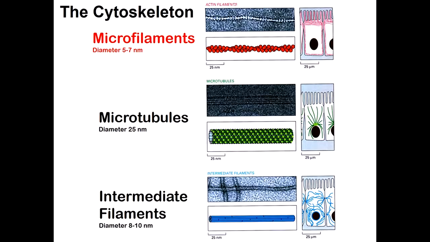Okay. So now let's look at some cytoskeletal structures that are not membrane bound, but we need to talk about them because they are cellular inclusions of sorts. And they come in three different varieties. There are microfilaments, which are actin filaments, microtubules, which are tubulin filaments, and intermediate filaments, of which there are a variety.